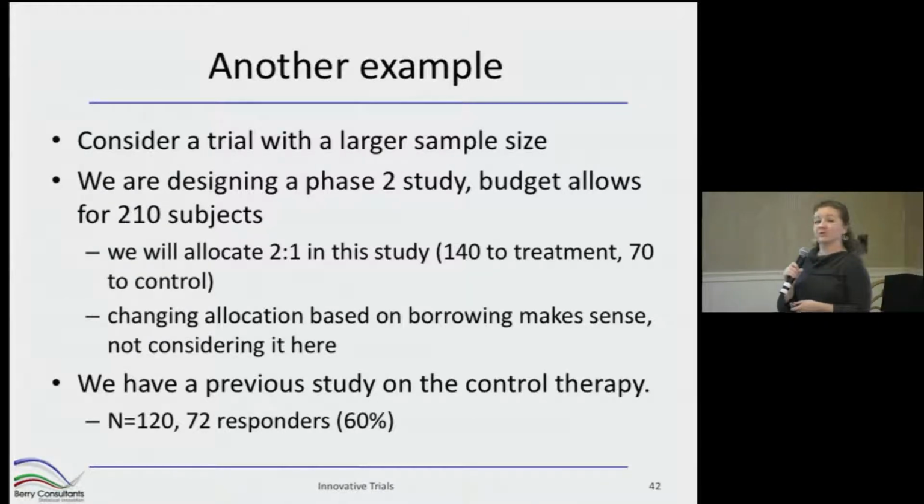And then I'm going to use historical data to kind of augment that data that I get on the control arm here. So suppose that we have this historical data. So maybe this was a previous study that was run on the control therapy. And out of those 120 subjects in that previous study, 72% of them were responders. So that's a 60% rate from that historical study, and that's what we saw in the control arm.